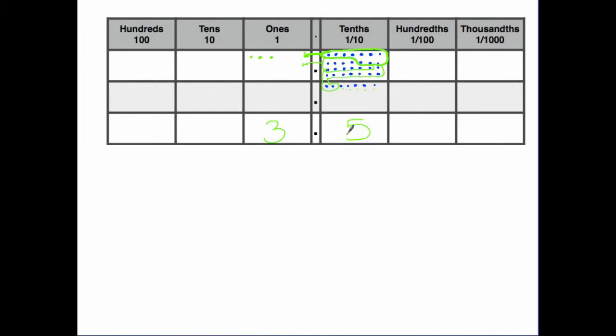Do you have to do dots, or can you just multiply it on the paper? You only have to do dots when it says solve by drawing discs. That's the only time you have to do it, okay? Good question. Good question.